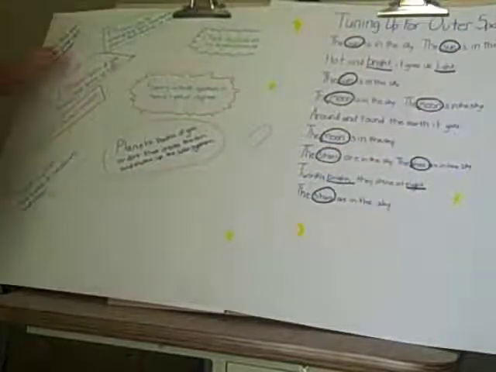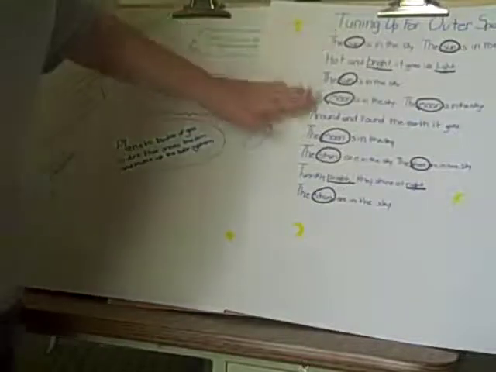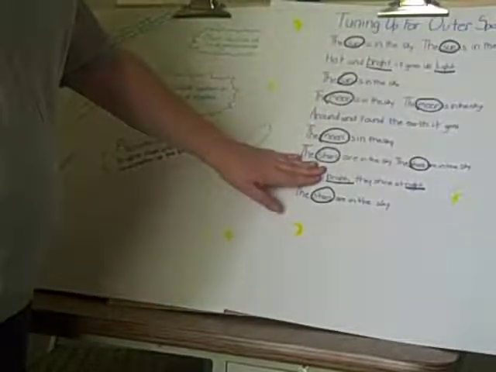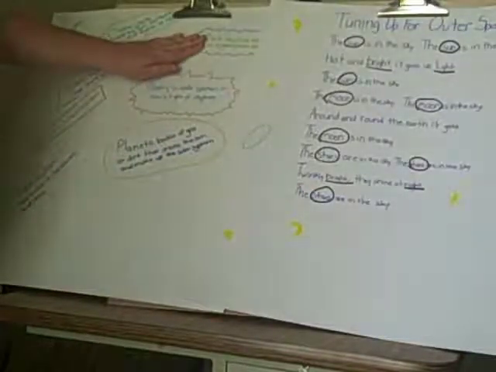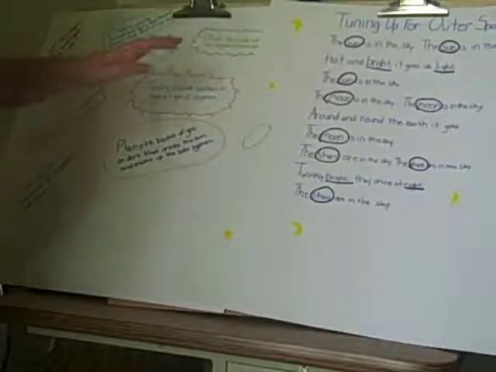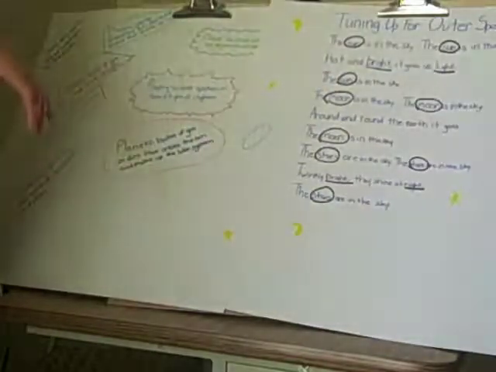So our definition for stars is balls of gas that shine at night. Okay, so we've talked about our sun, our moon, our stars, what planets were, and what it meant to orbit. Now we see right here, outer space. What do you think outer space means?